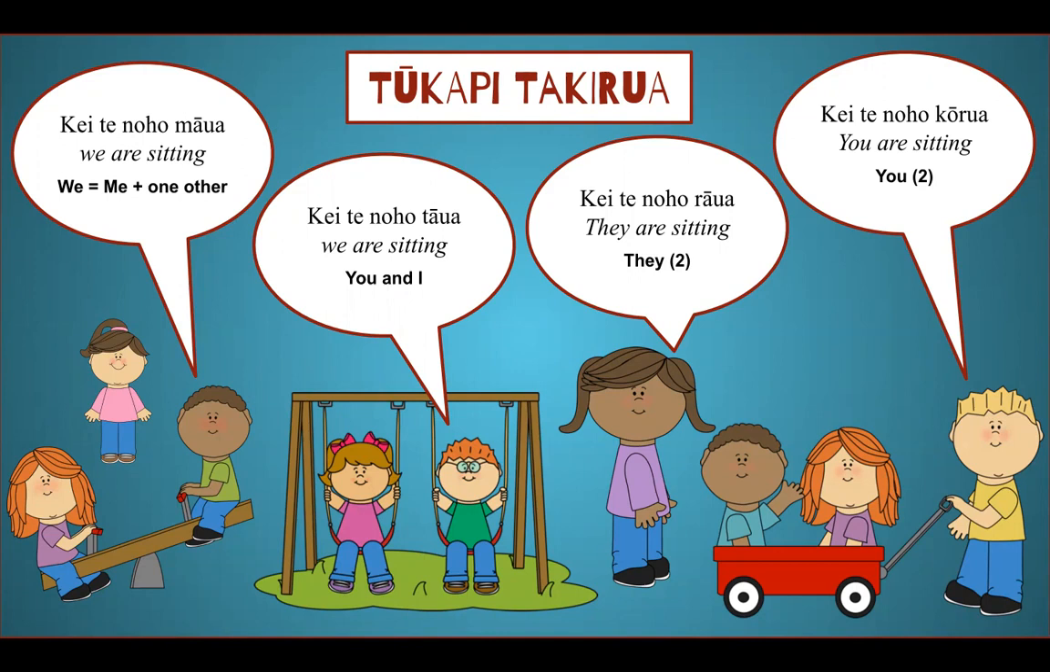The two in the red trolley aren't speaking, but the other children are speaking either about them or directly to them. The girl is saying they are sitting. The boy who is holding the trolley handle is speaking to them saying, kei te noho kōrua, you two are sitting.